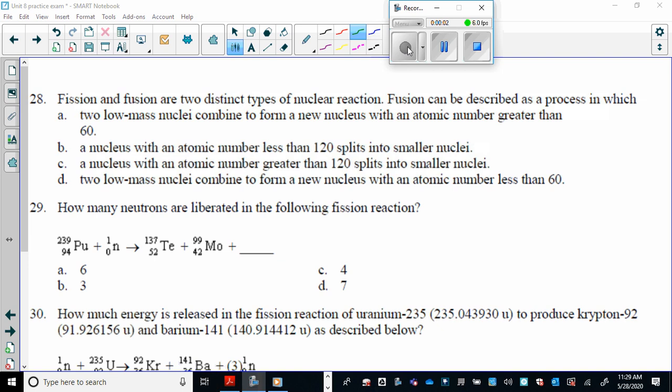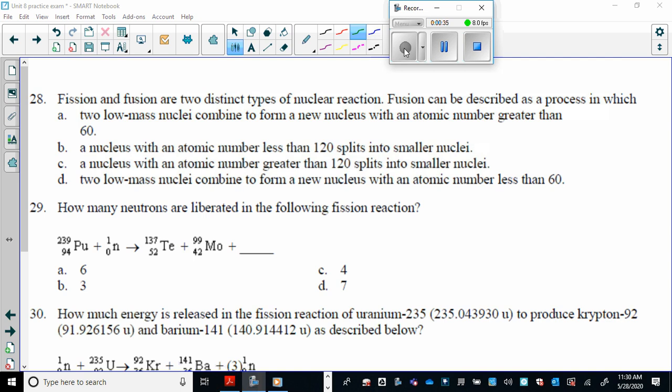We're on to question 27. Fission and fusion are two distinct types of nuclear reaction. You just want to know the difference between fission and fusion. Fission happens with big atoms when they split into smaller atoms to become more stable. And fusion happens when two small atoms fuse together to become a larger atom. But the important thing is that fission is for big atoms, fusion is for small atoms.